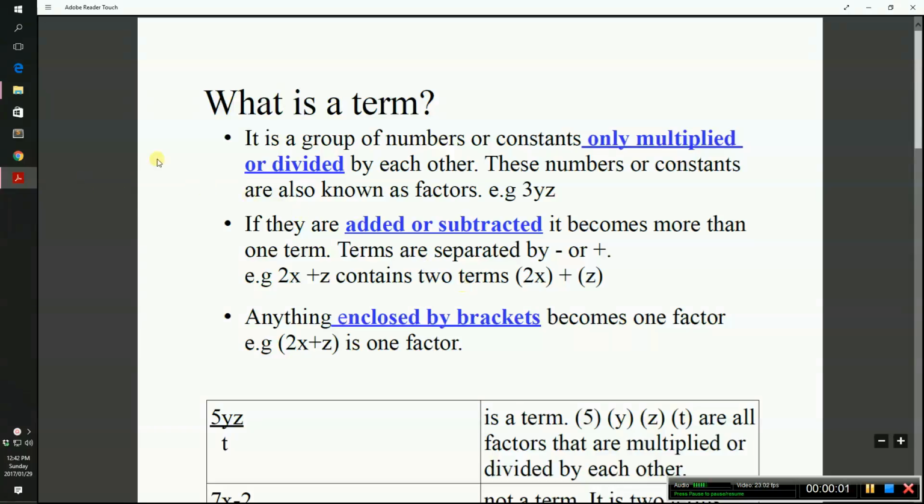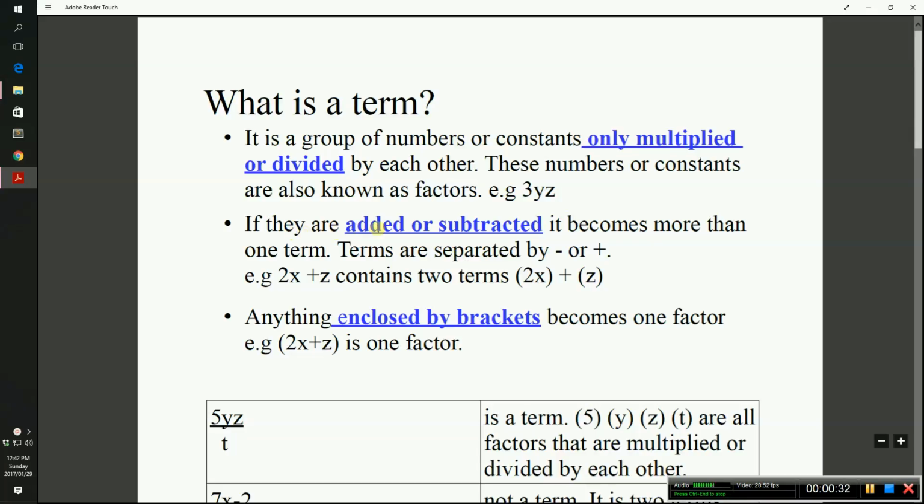What is a term? It is a group of numbers or constants only multiplied or divided by each other. These numbers or constants are also known as factors. For example, 3yz. Here, what this means is 3 times y times z. 3 is a factor, y is a factor, and z is a factor. They are multiplied by each other, so they form one term.